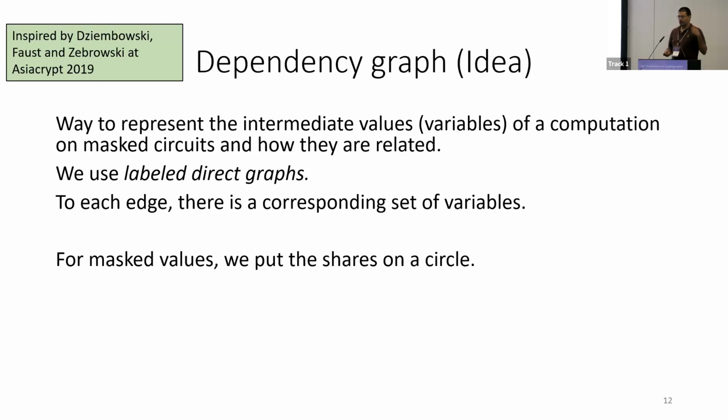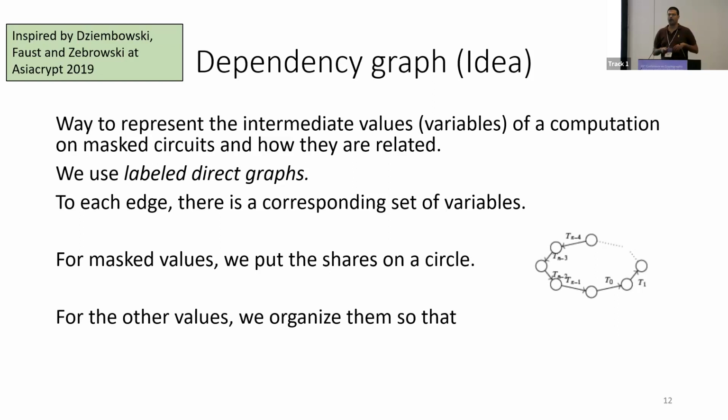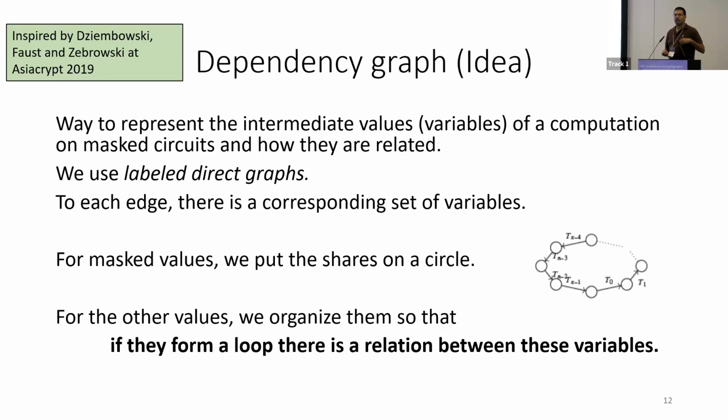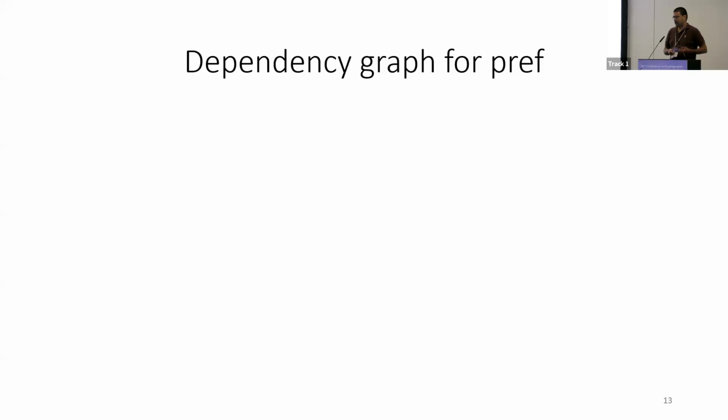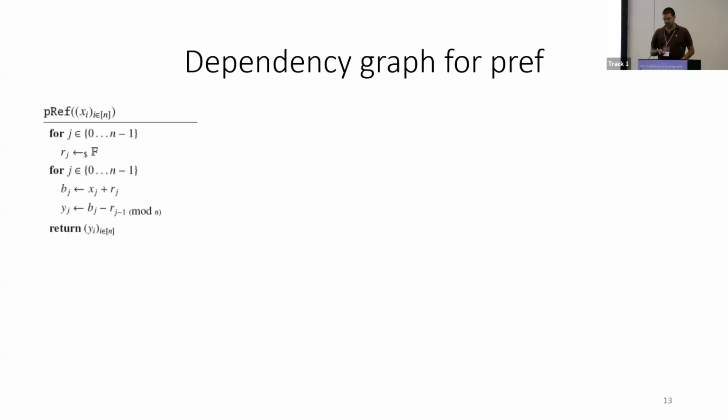We start with a masked value, and we put all the shares on a circle, as you can see here. For other values, we organize them in such a way that if there is a loop, there is a relation between these variables. To help you understand, I will give the dependency graph for the parallel refreshing algorithm.